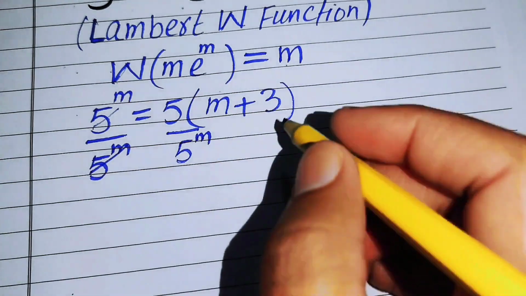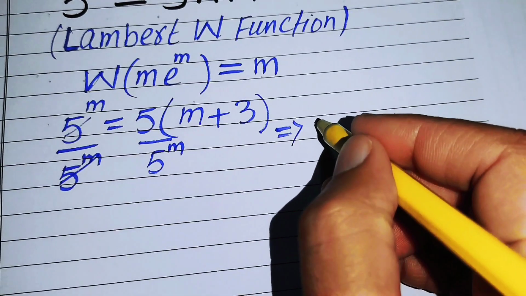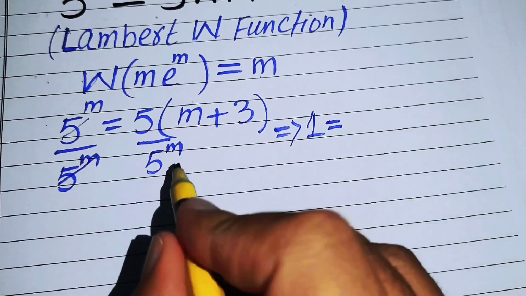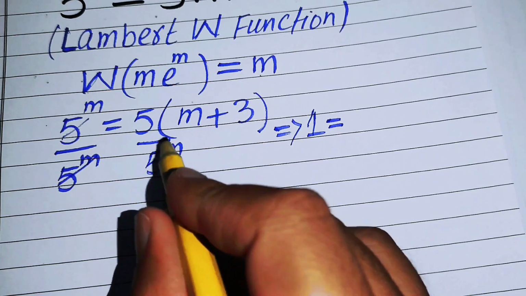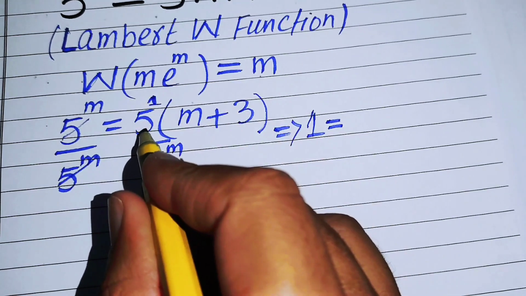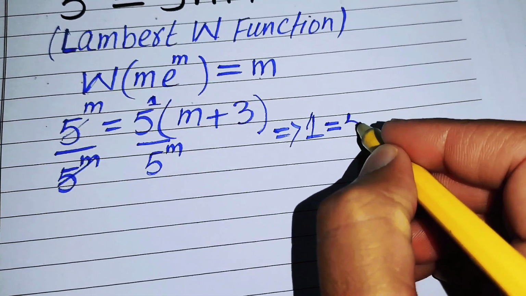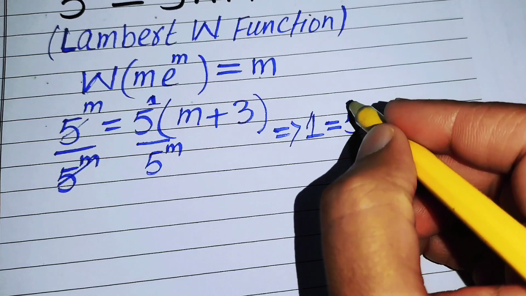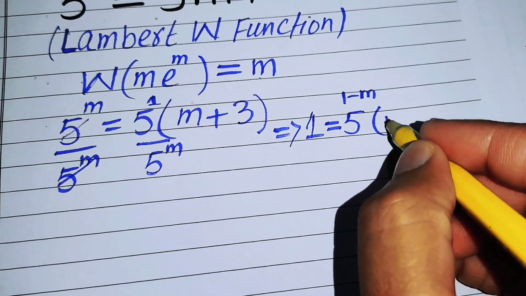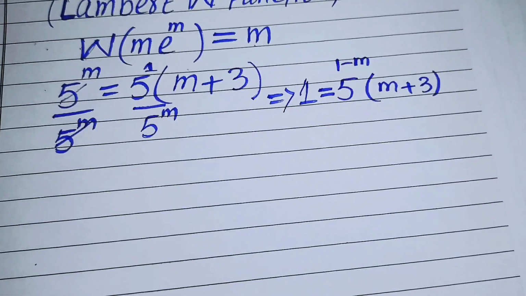And on the left hand side 5 to the power of m is gone, and we will just write 1 equals, we move 5 to the power of m to the upside, because here you see that the exponent of 5 will be 1, so we subtract the exponent of the denominator and we write 5 to the power of 1 minus m into m plus 3.